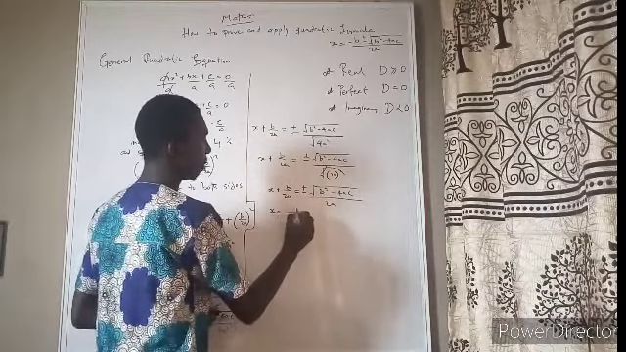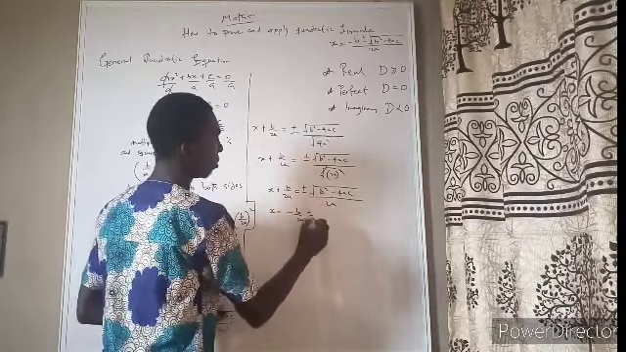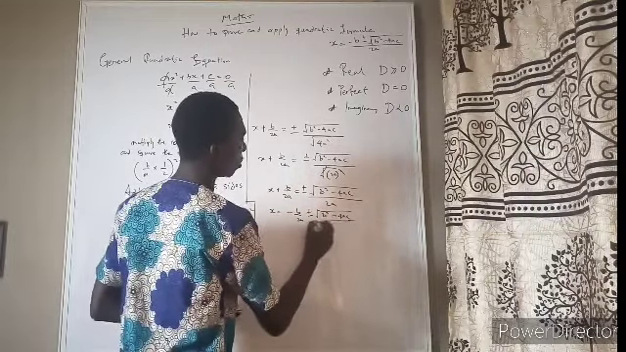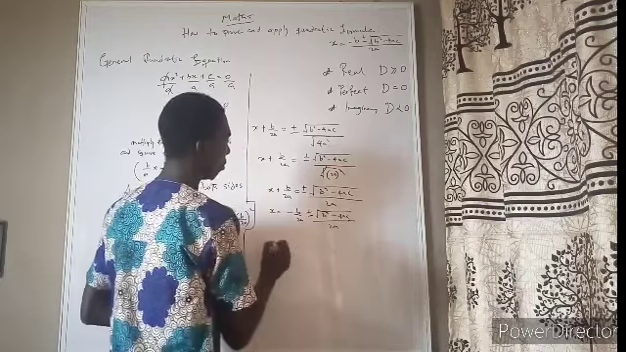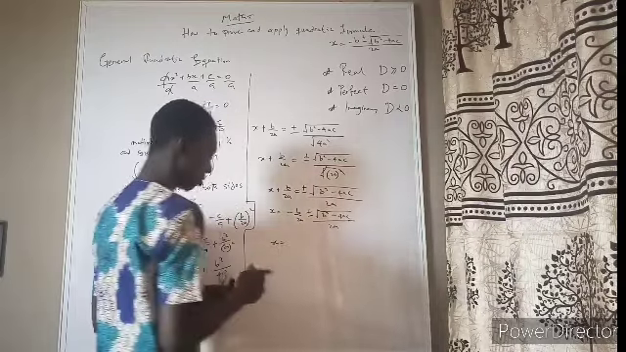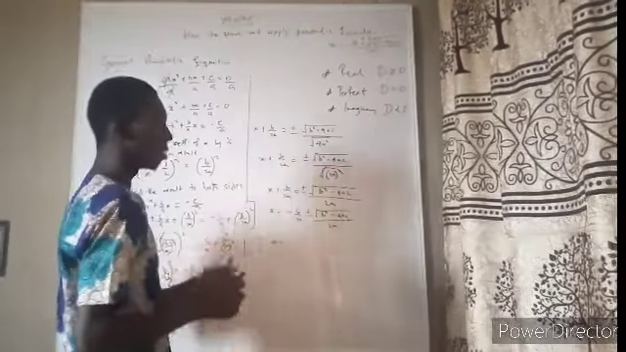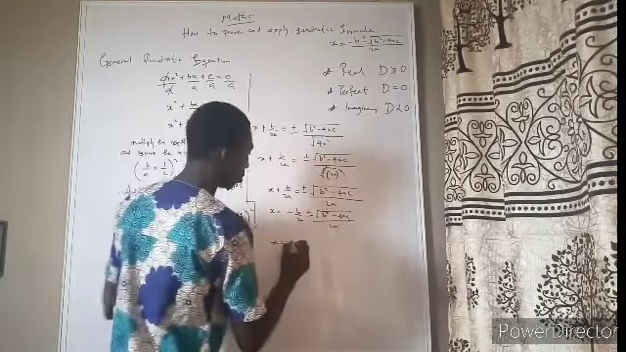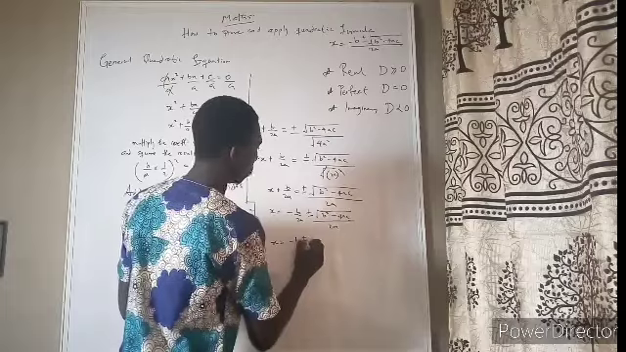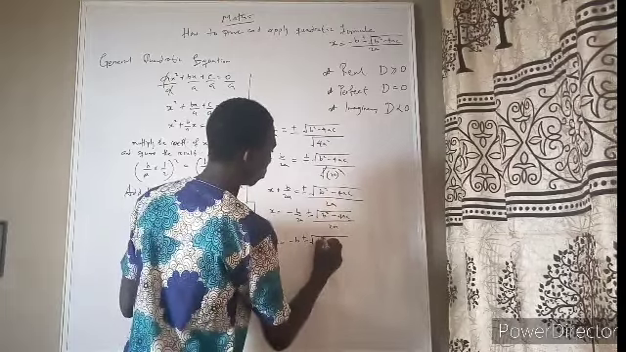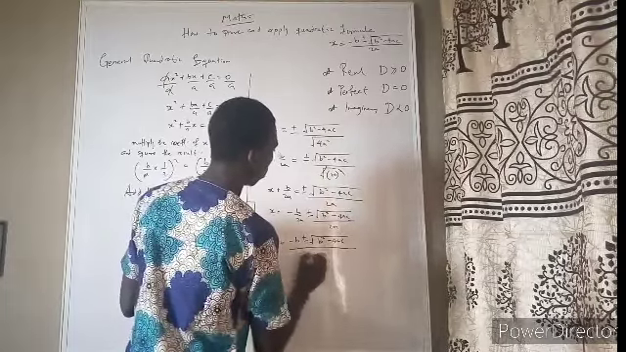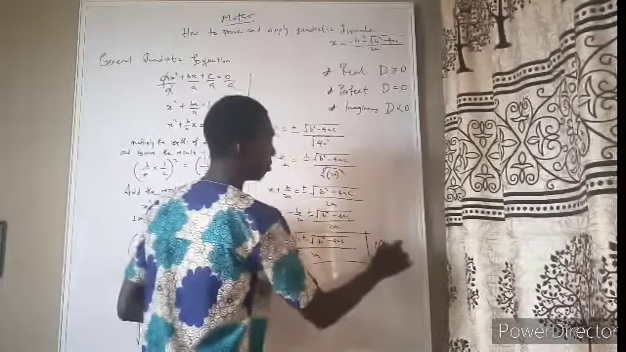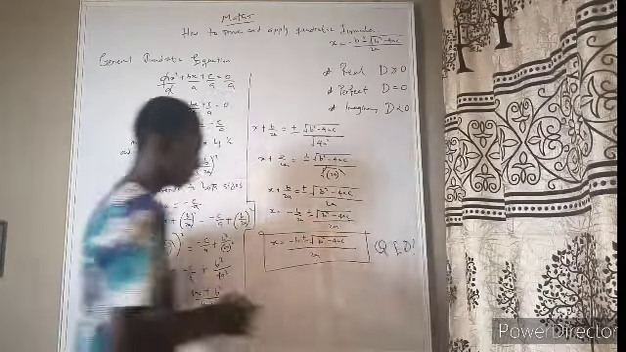So my x will become minus b over 2a plus or minus root b squared minus 4ac over 2a. So I do the LCM. Equal denominator brings about the sum or subtraction of the numerator. Same thing I do here. So we have x equals minus b plus or minus root b squared minus 4ac all over 2a. That is the quadratic formula.